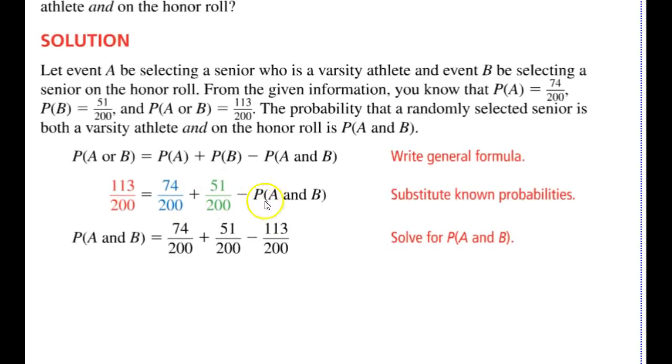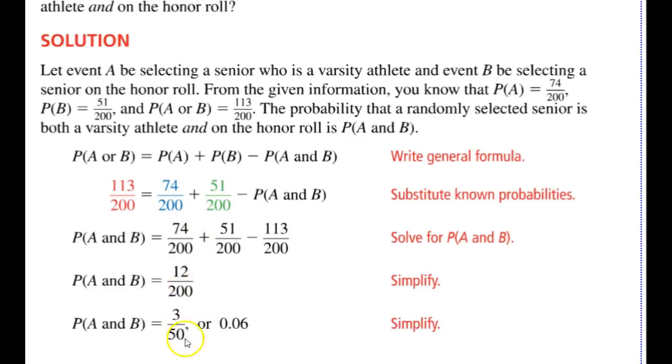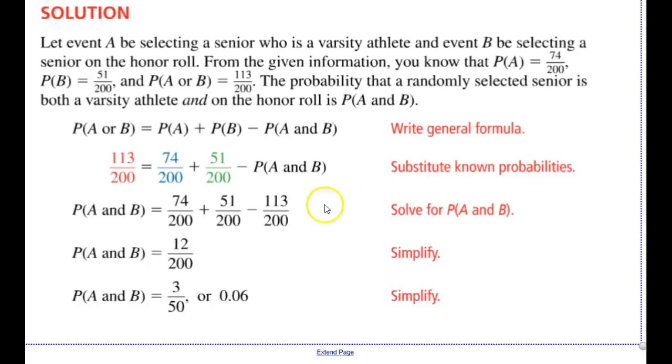So then I simplify and I solve. I get everything to one side, and I'm left with the probability of A and B on the other side. Then I simplify my fractions, add or subtract, and from here I can simplify further. So it'll be 3 over 50, or approximately 0.06. So I know that this is my probability, 0.06, that a senior is on both the honor roll and a varsity athlete. Here I'm using my same general formula, I'm just plugging in different information.